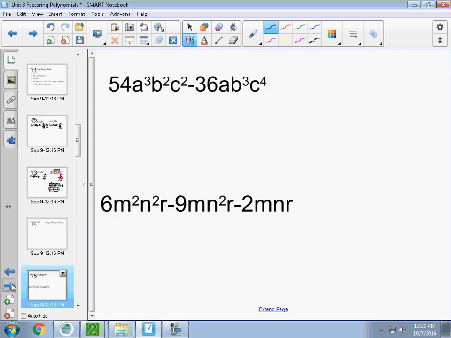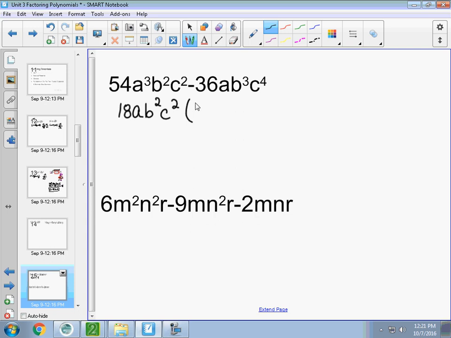Let's get to another one. 54a to the third b squared c squared minus 36a b to the third c to the fourth. I'm simply going to look for a greatest common factor, and I can divide both of these by 18. I'm looking for how many factors of a I can pull. I can pull 2 factors of b, and I can pull 2 factors of c.